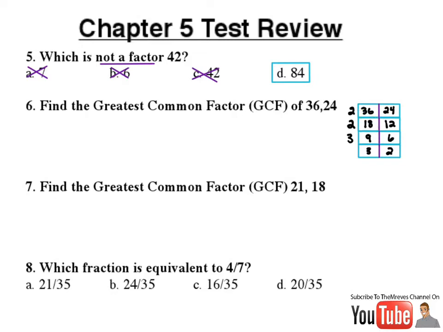We stop right there. And so the numbers outside are the greatest common factors. So what we do is we take those numbers and we're going to go 2 times 2 times 3, and we're not going to leave it like this. We're actually going to multiply it out, which is equal to 2 times 2 is 4 times 3 is 12. So the greatest common factor of 36 and 24 is 12.